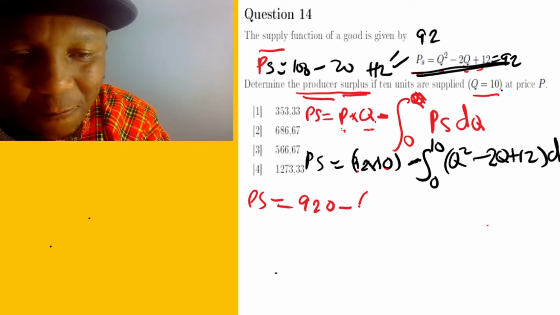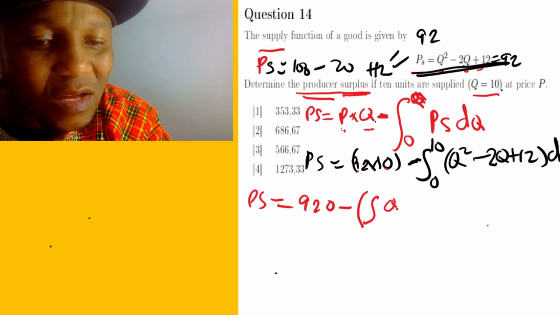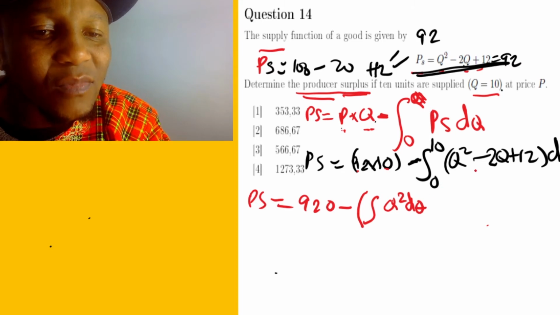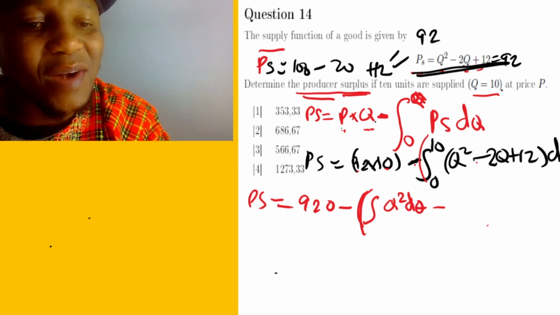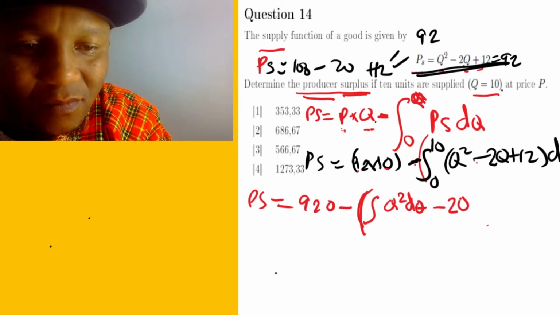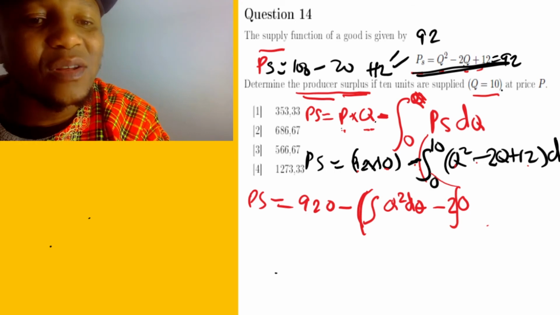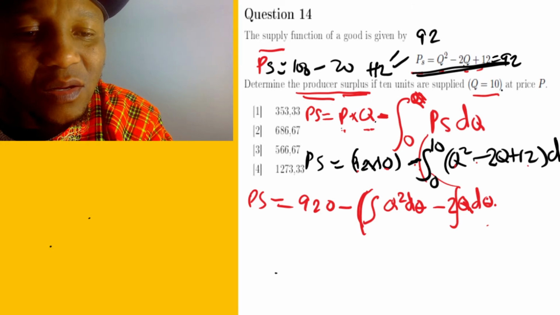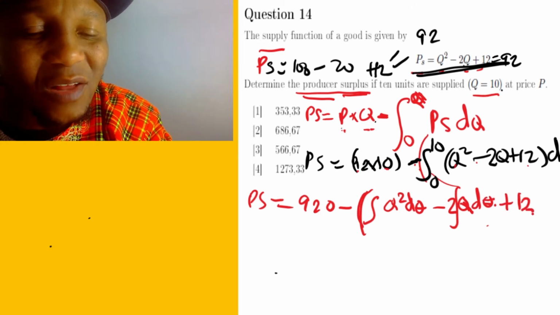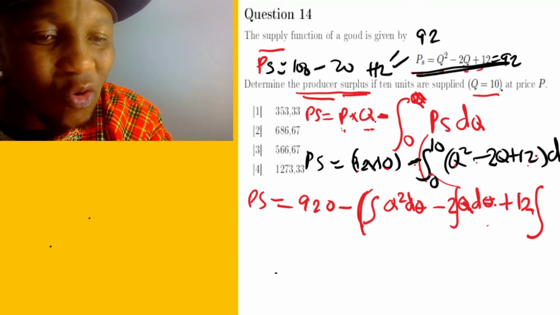Now let's integrate. You can separate: the integral of Q squared dq minus. Remember there's a bracket here because the minus applies to all of them. They have a 2 with the integral, but I take this 2 out because it's a constant. So integrate the first one, the second one, and because of the bracket, the third one: Q dq, and then plus 12. 12 is a constant, so it's going to be the integral of dq.